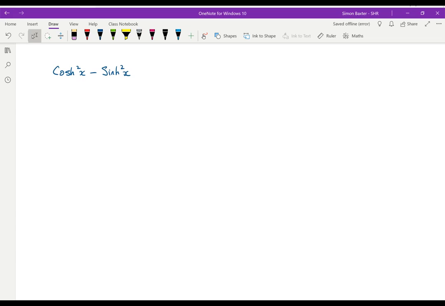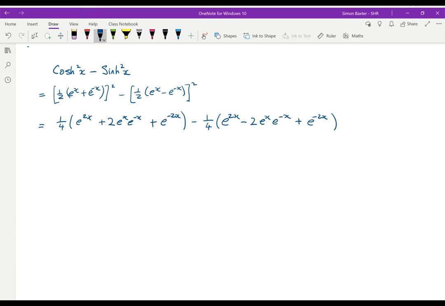Well, we know that cosh x is a half e to the x plus e to the minus x, and sinh x is a half e to the x minus e to the minus x. So what I would like you to do now is to pause the video and work that out for yourself and find out whether we do get to cosh 2x or whether we don't. Well, I've written this out for you. Let's have a look and see where it takes us.